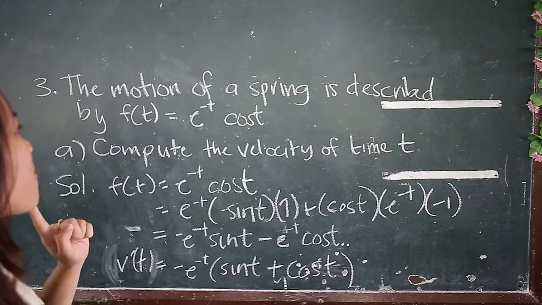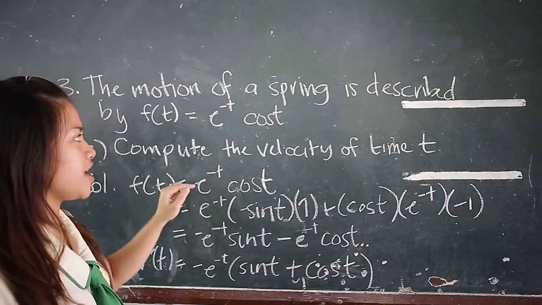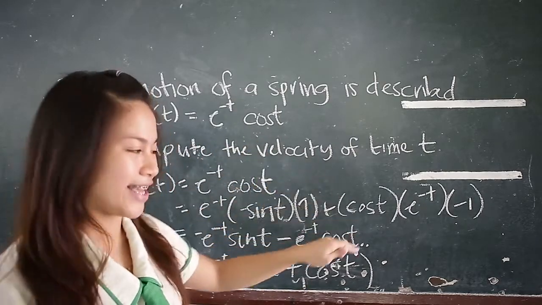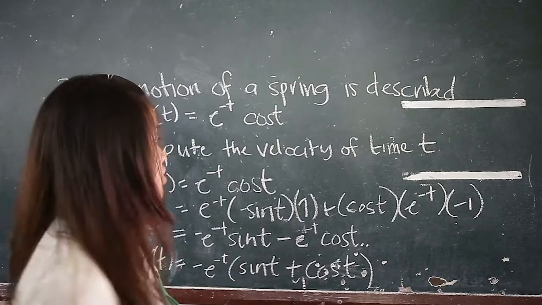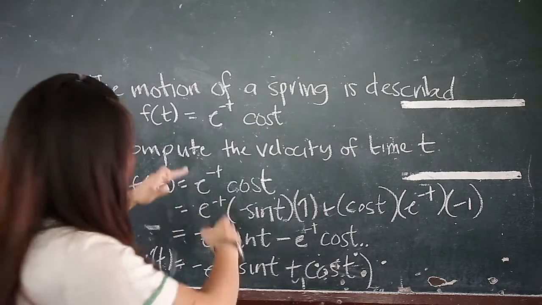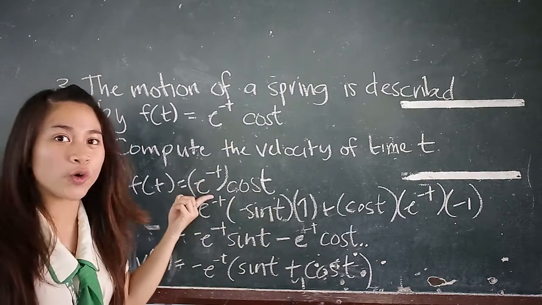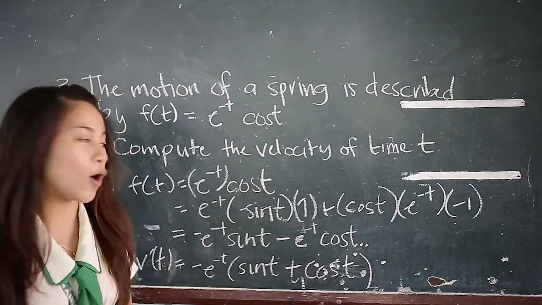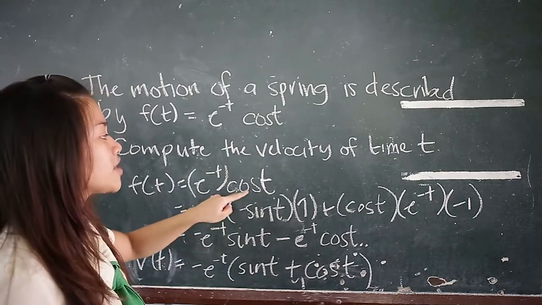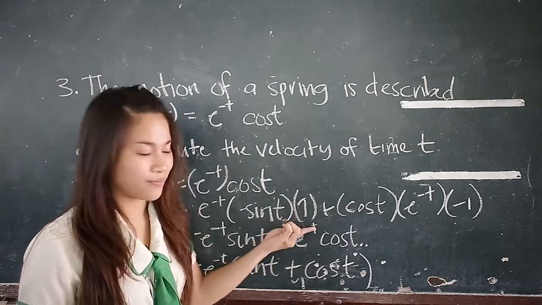And now for the last problem. The motion of a spring is described by F of t is equal to e raised to the power of negative t cosine t. So for the solution, we are going to apply the product rule. So this is the u, while this is the v. We are going to copy u, and then the derivative of v, or derivative of cosine t, is negative sine t. And the derivative of this one is 1.